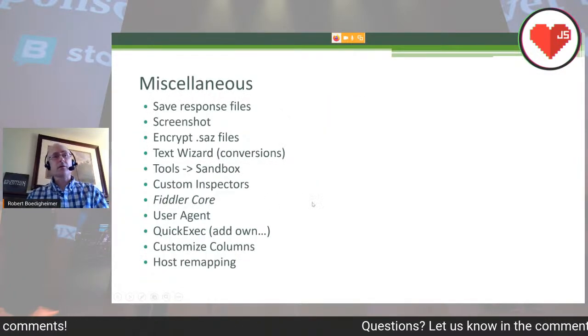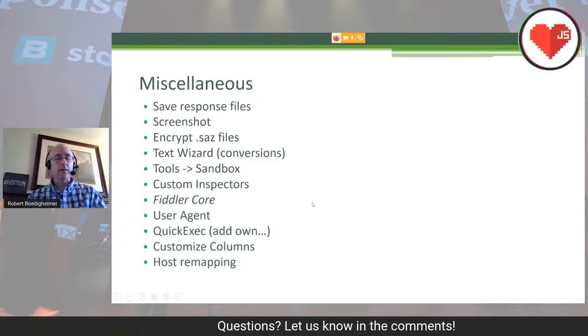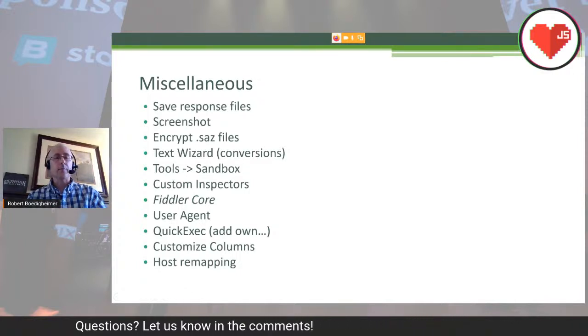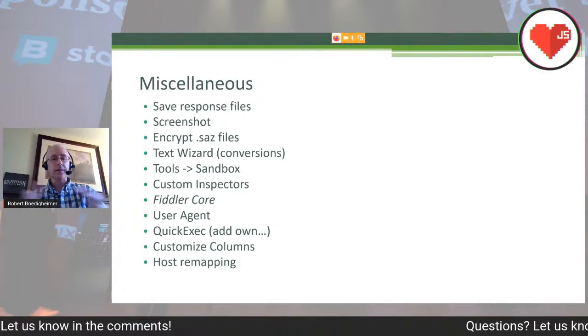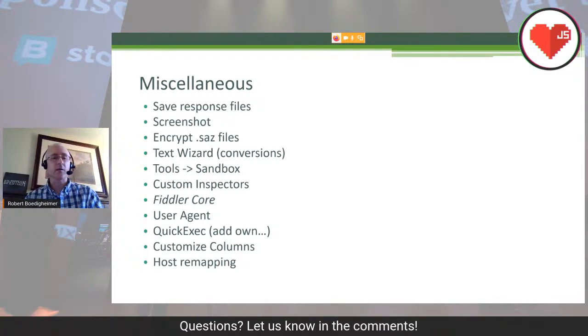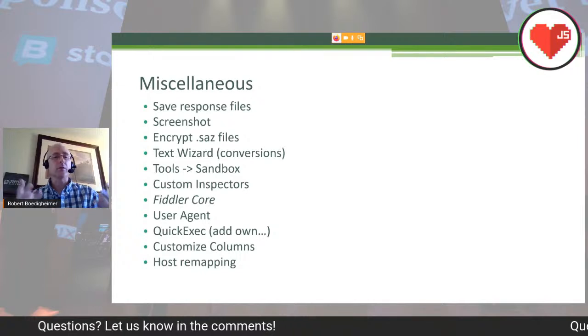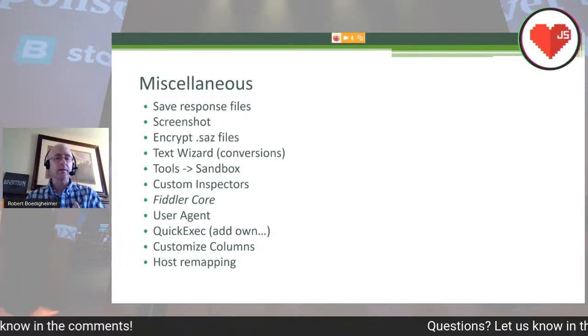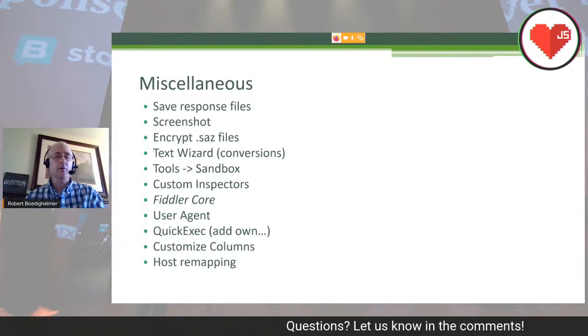I will mention Fiddler Core. With Fiddler Core, if I wrote a .NET program, I could basically embed the basics of Fiddler, kind of a headless version of Fiddler. It'll do tracing and all the stuff we talked about without the user interface. So I could embed it directly into my own .NET code, which is kind of cool.